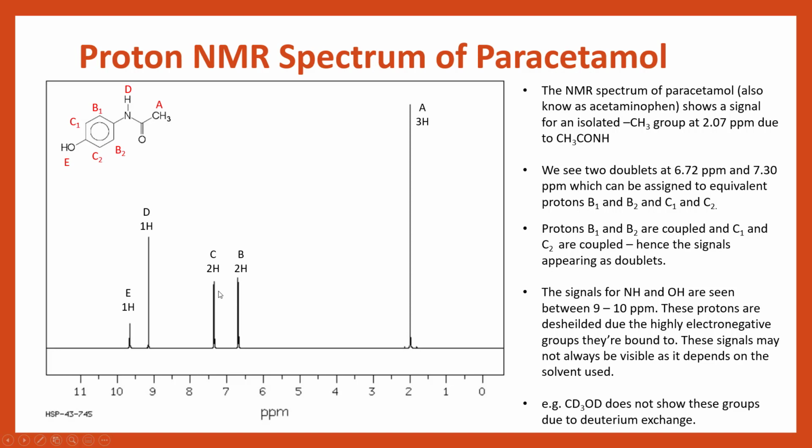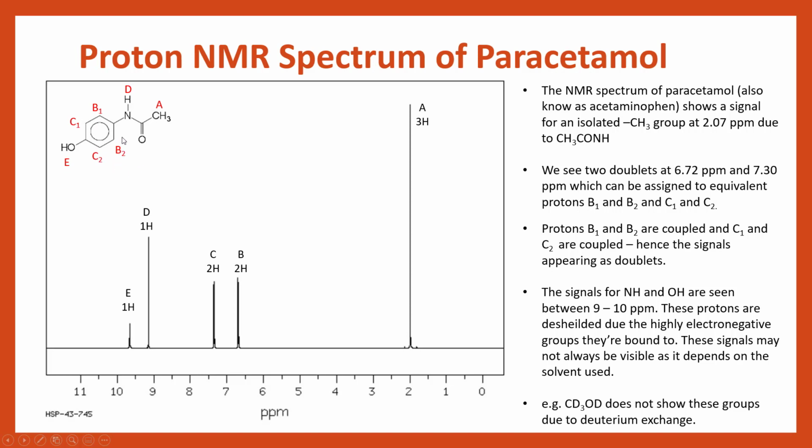We then see 2 doublets. In practice in the lab, our doublets aren't always perfectly distinct. We could definitely zoom in on them, but just be warned that they're not always super crystal clear. We have 2 doublets at 6.72 and 7.3 parts per million. Remember, in this region we are in our aromatic region, so we already know they're going to be associated with the hydrogens on the benzene ring.